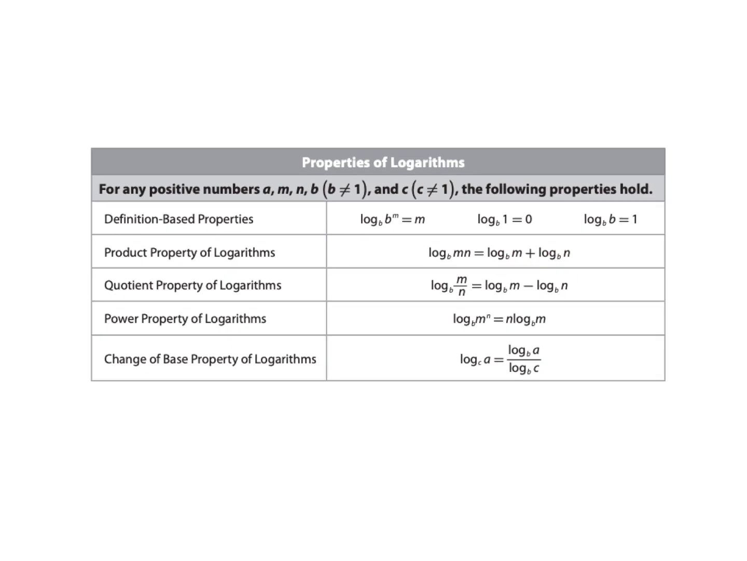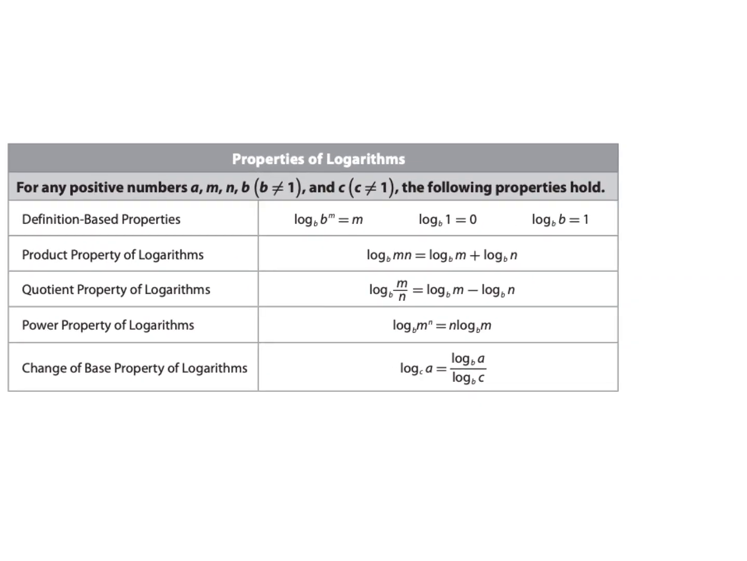It's the log base b of m plus the log base b of n. Notice that there's no such thing as the sum property of logarithms. So you can't say that the log base b of m plus n is anything. There's no property for that. There's no way to expand that out. But if you have a product here, you can actually write it as the sum of 2 different logarithms.